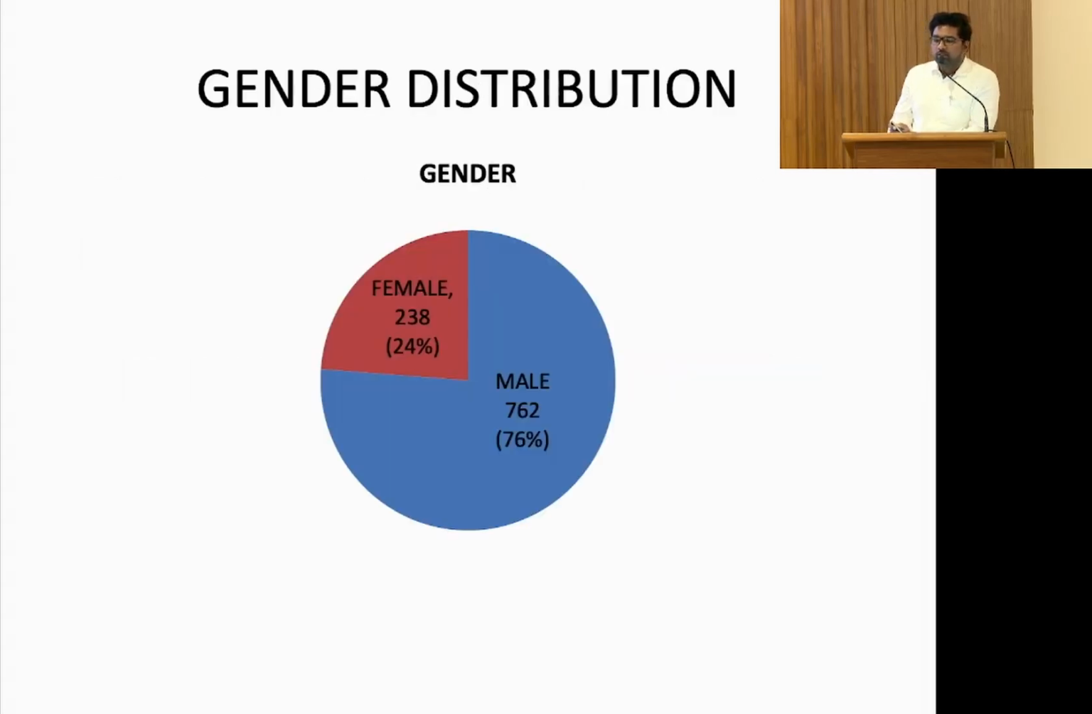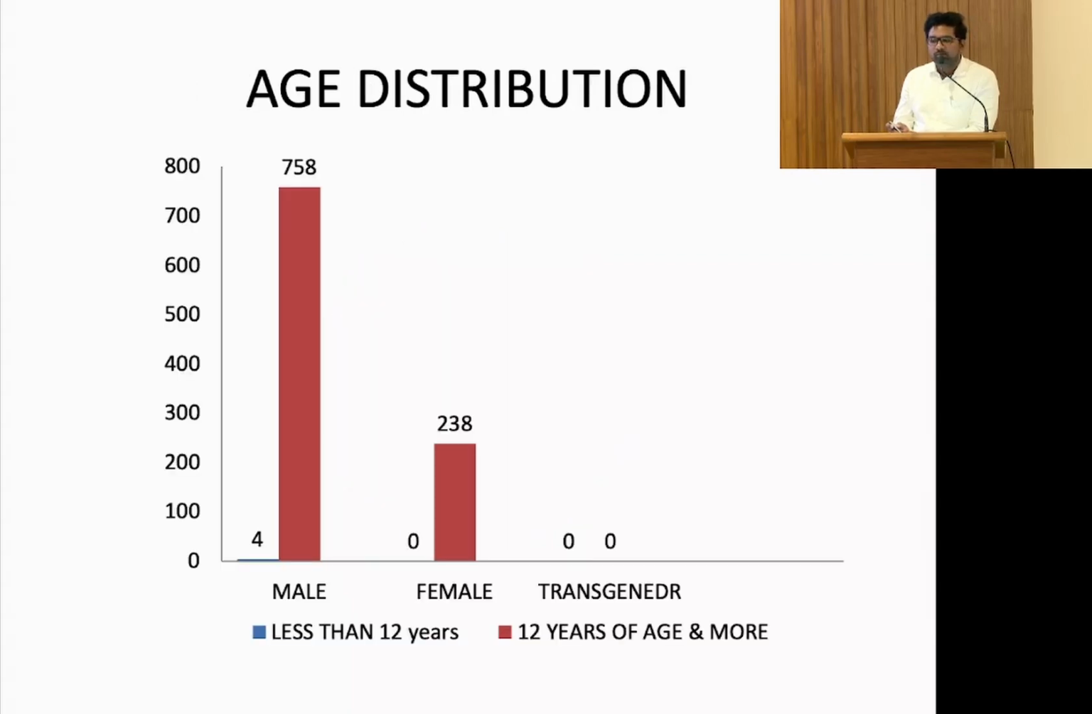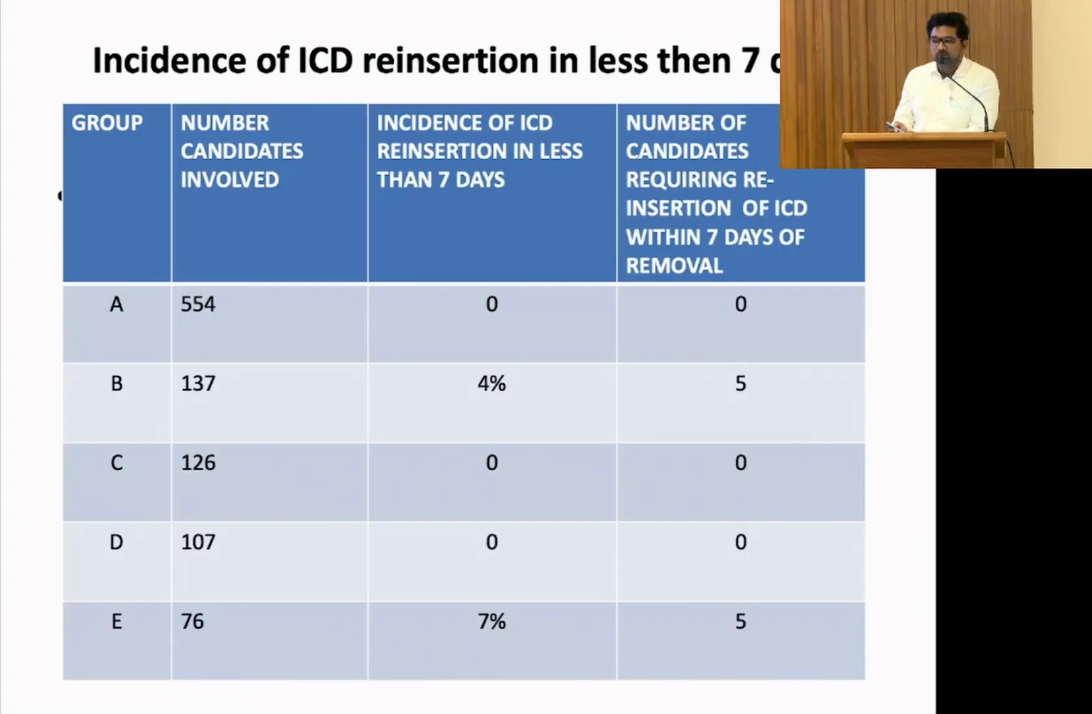So in our study, the gender distribution is that 76% of patients included in the study were male, and 24% are female. And in the age distribution, only 4% were male children, that is less than 12 years. The majority are adult males, around 758, and adult females around 238.